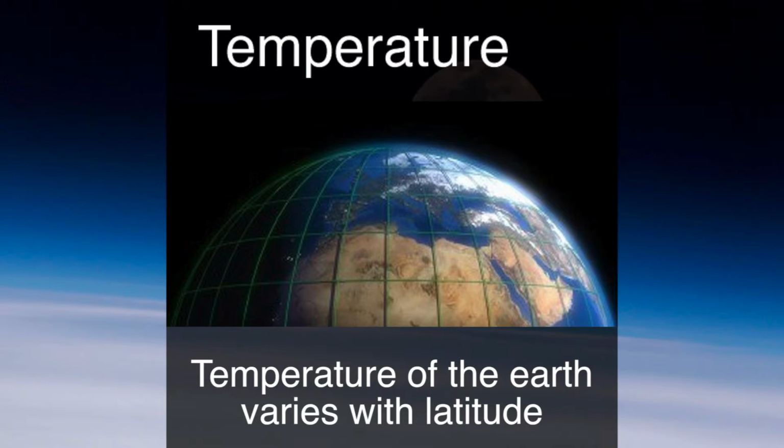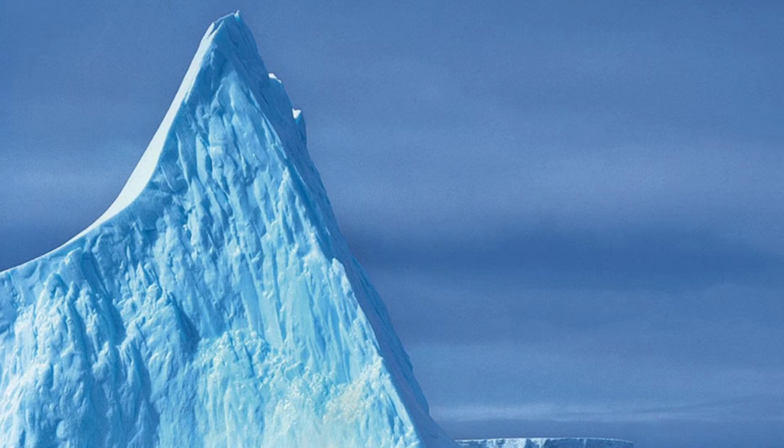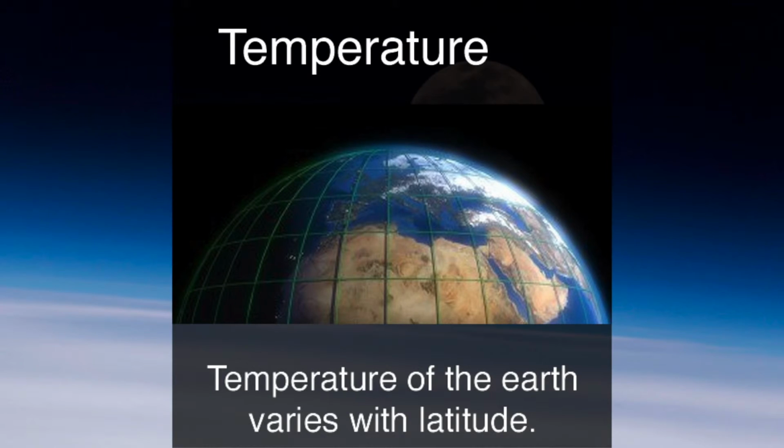In other words, the temperature of the Earth varies with latitude. At low latitudes near the equator, the temperature is high. At higher latitudes near the poles, the temperature is low. In other words, it's hot in the tropics and cold at the poles. Of course, you already knew this, but keep it in mind because it is an important principle that will explain much of the subsequent motion of the atmosphere.